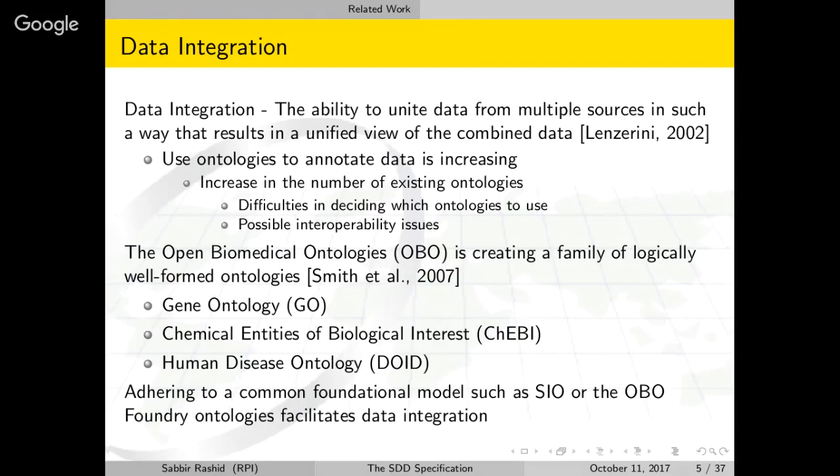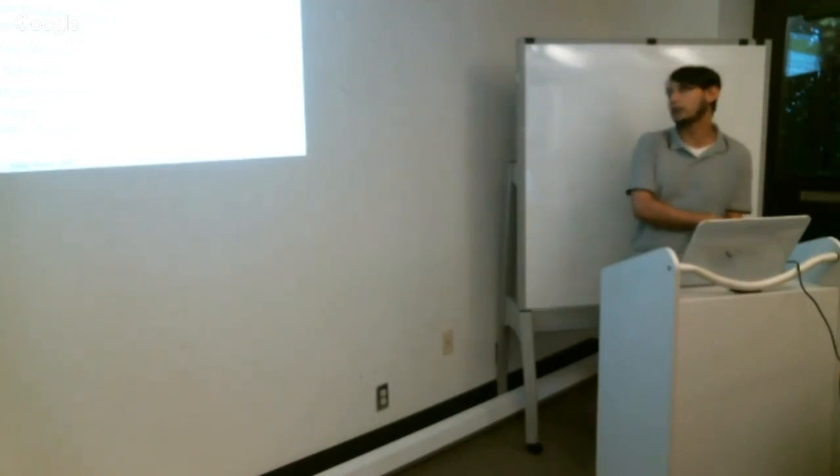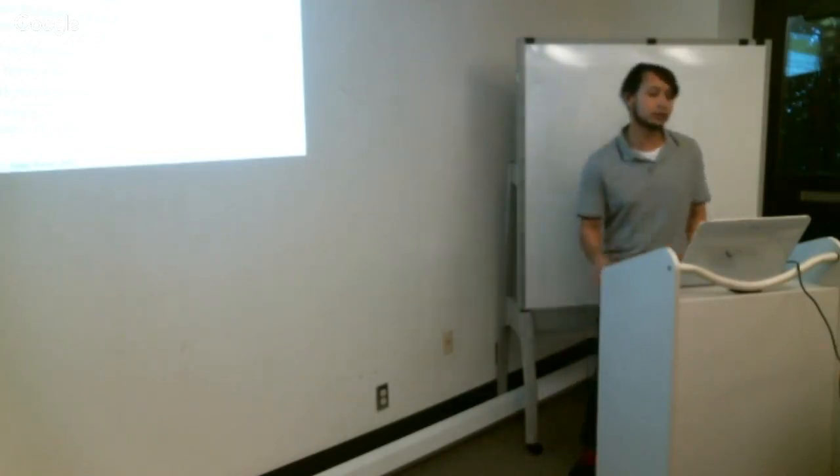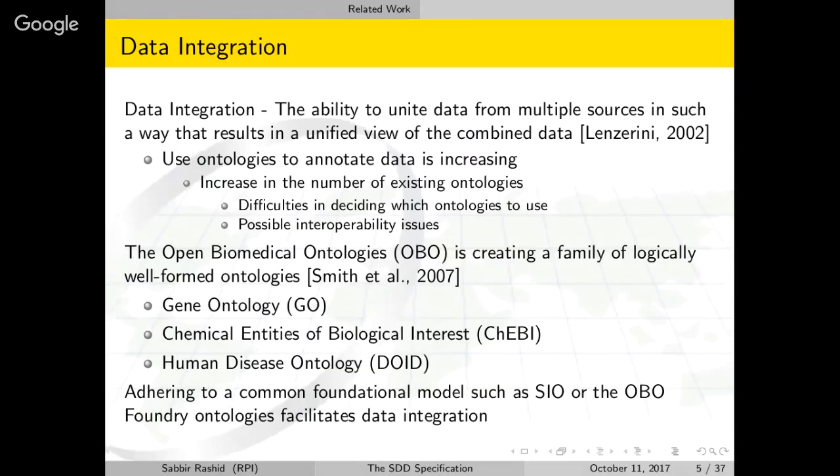An example set of ontologies that facilitates data integration in the biomedical domain are the OBO, or Open Biomedical Ontologies Foundry, which includes some well-known ontologies such as the gene ontology, ChEBI for chemical entities, and the human disease ontology.